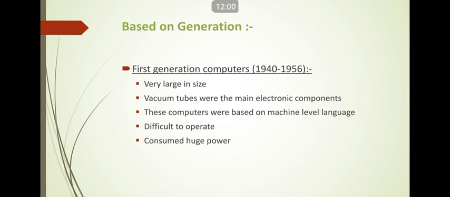So these computers were based on machine level language. Machine level language means 0-1. That machine level language we will study in detail in this chapter. For this time, this much is enough, that machine level language is 0-1. 0-1 means the combination of 0 and 1 is the language of computer. That is the basic language of computer.